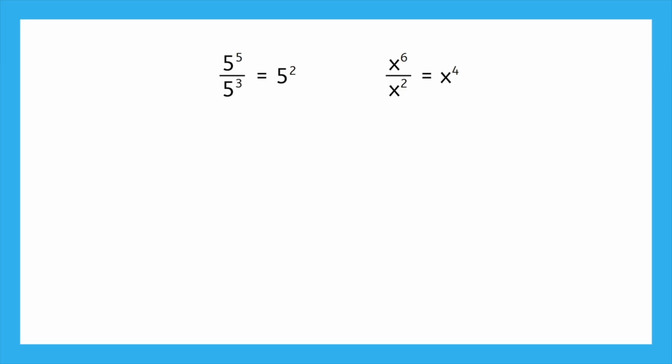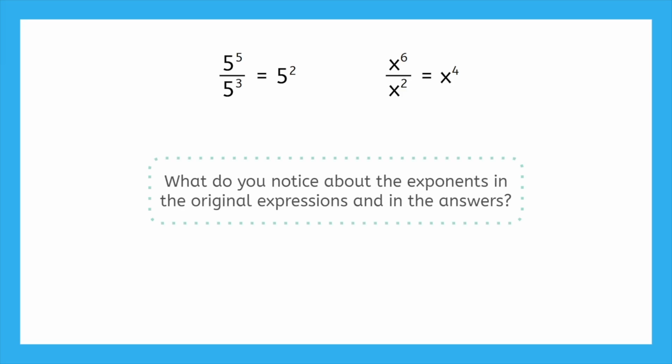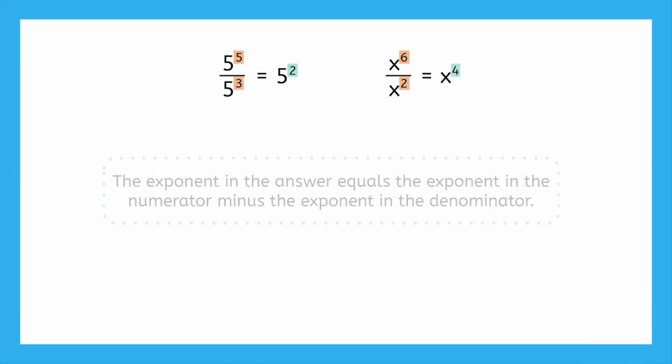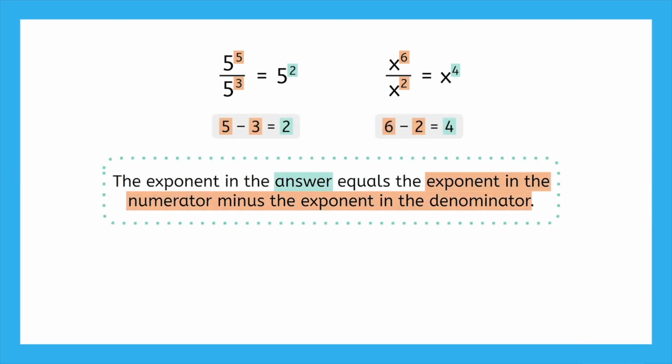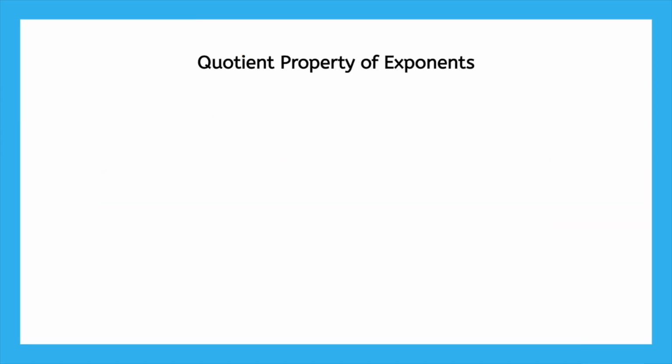Look at the expressions we've simplified. What do you notice about the exponents in the original expressions and in the answers? Pause the video and write it down. The exponent in the answer equals the exponent in the numerator minus the exponent in the denominator. This is called the quotient property of exponents.